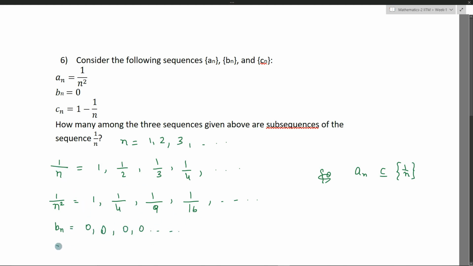So what about the third one? Cn is equal to 1 minus 1 by n. If I substitute the values for n, I'll have 0, and if I substitute 2, I'll have 1 by 2, then 2 by 3, 3 by 4, and so on. So do these fractions appear in 1 by n? No, even cn is not a subset of this one. So how many among these three are subsequences? Only an is a subsequence, right? So the answer is 1. Next question.